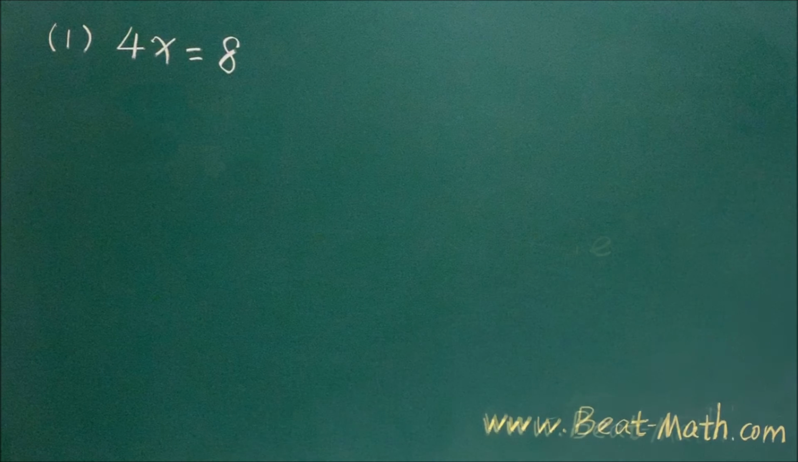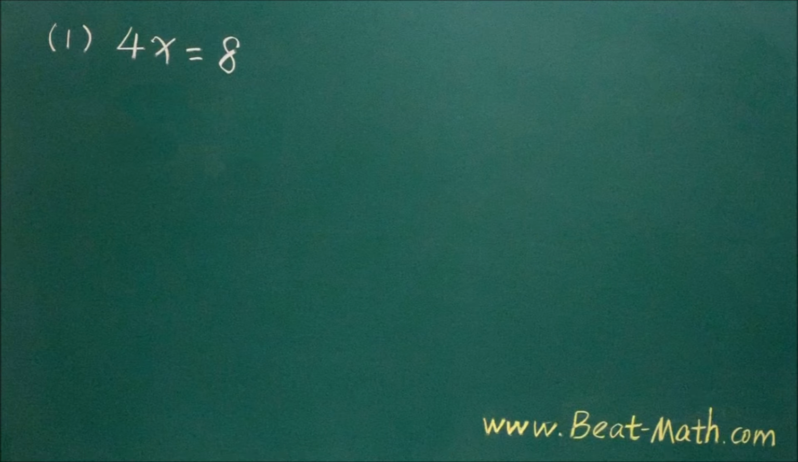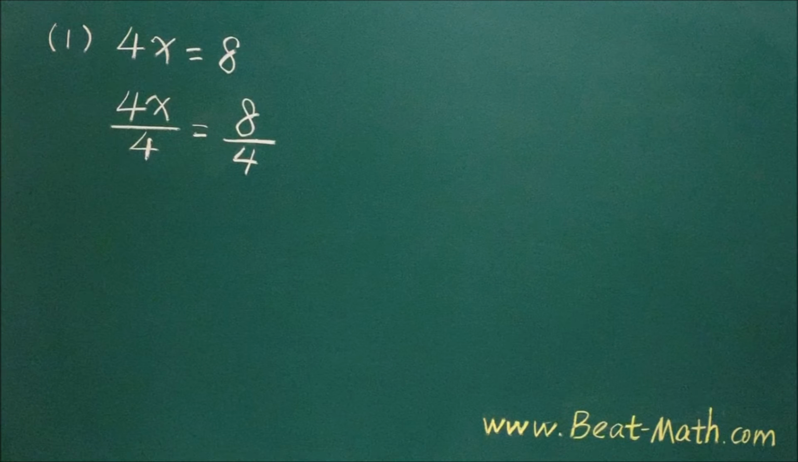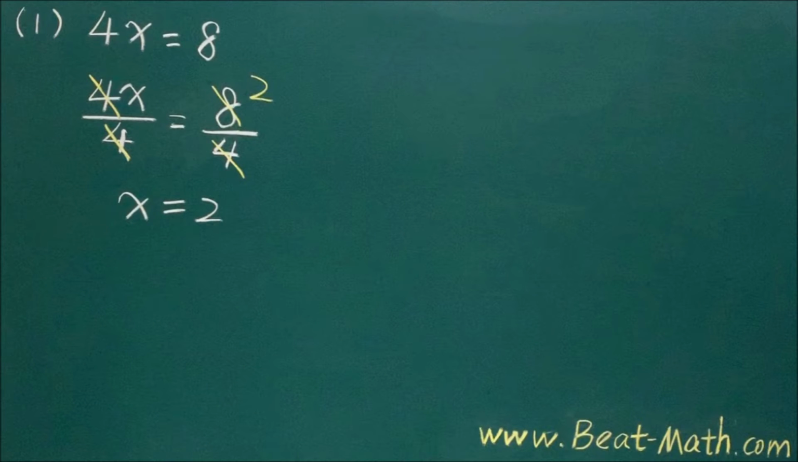First, with a simple example, 4x equals 8. Here, there is only one term with x, so it's pretty easy to solve. We just need to divide both sides by 4, then we get x equals 2, and it's already done.